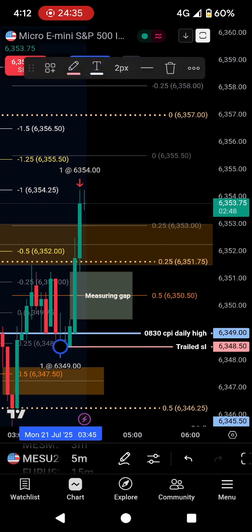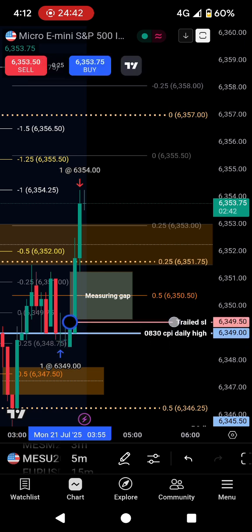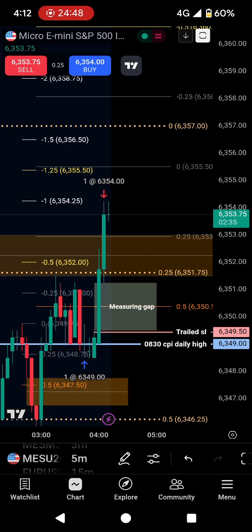So if it's a measuring gap, we have to see some unfilled kind of reaction. So I will shift my stop loss to here right now. That means right now it's a risk-free trade. Yep, so means what? If I lose, no problem. I've secured profit, I'm in profit, and yeah, that's all that matters.